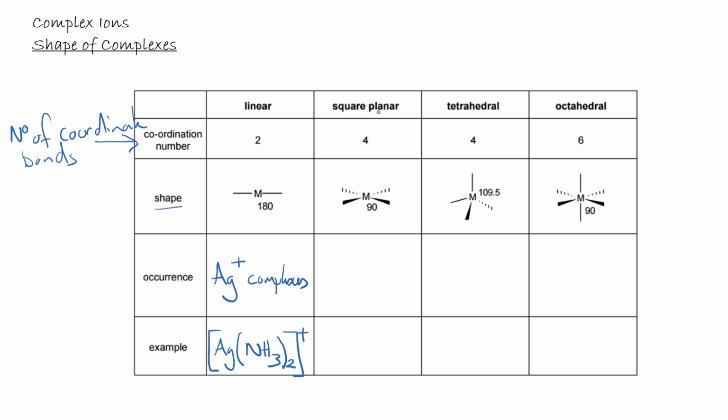Examples of square planar complexes are platinum 2+, which we've seen before when we looked at cisplatin in our organic chemistry, as well as nickel 2+, which tends to form square planar complexes. Again, we now have 4 ligands, so 4 attachments around the central metal atom, and our example here, we'll go with platinum. We're going to use a platinum tetrachloride, so that means 4 chlorines.